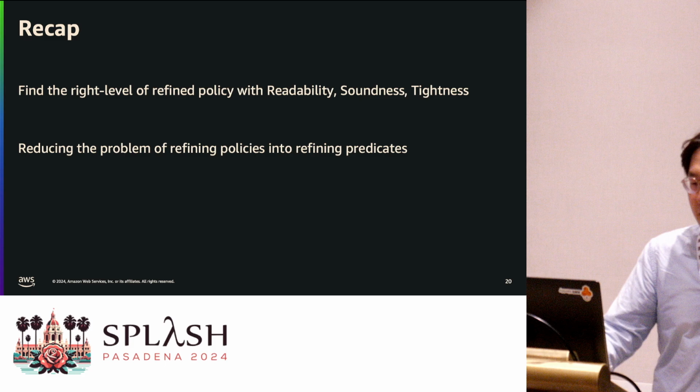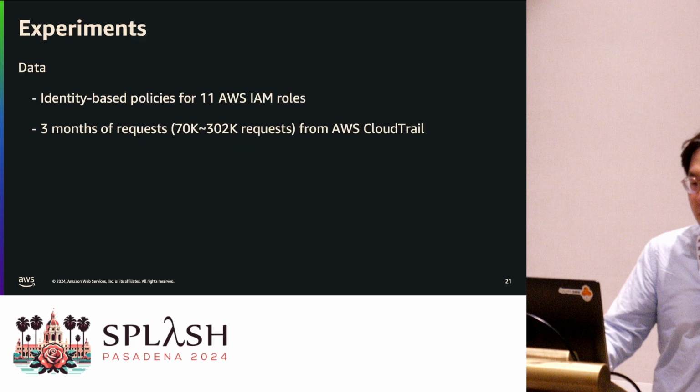Let's switch our gear to the evaluation section. We evaluated this IAM policy refiner with 3 months of access data from AWS CloudShell logs for AWS IAM roles. Each IAM role can have multiple policies attached, so we refine these policies with this access data. We chose these 3 months of data because it gives enough behavioral applications, and we can understand the indication of required permissions.